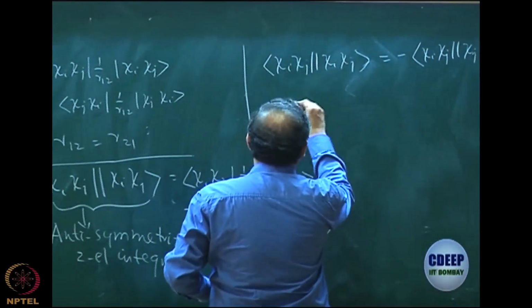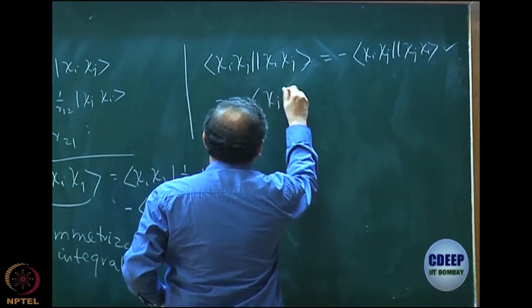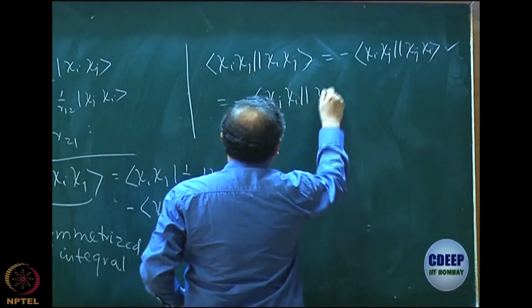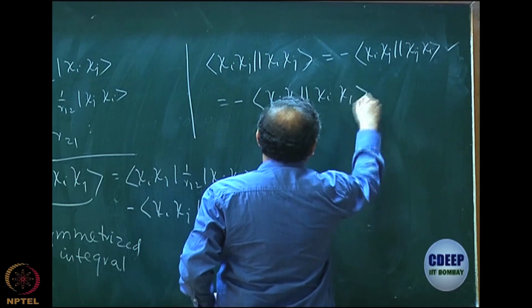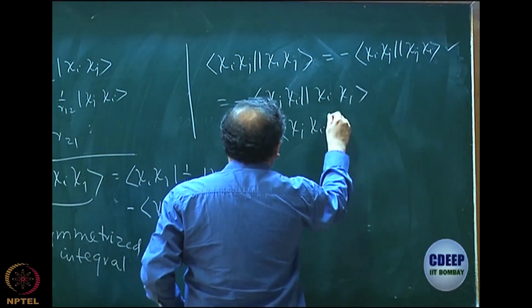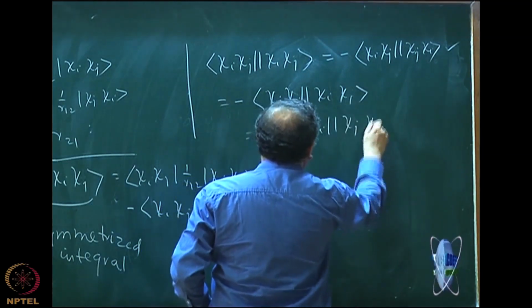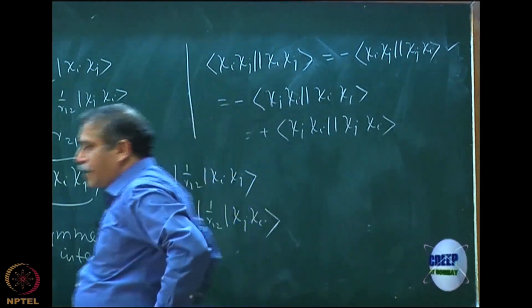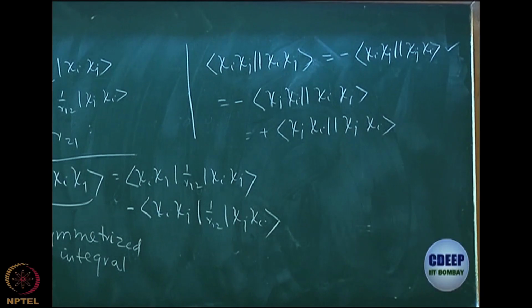So this is negative of chi j chi I, chi j, and it is the same as interchanging both, chi j chi I, chi j chi I. Is it clear? Each pair of interchange, either on the left or the right, produces a minus sign. So if I interchange twice, both left and right, it will come back to the same thing.